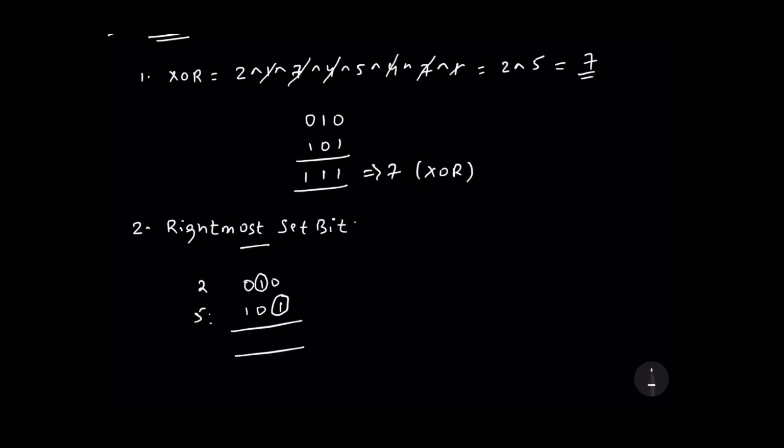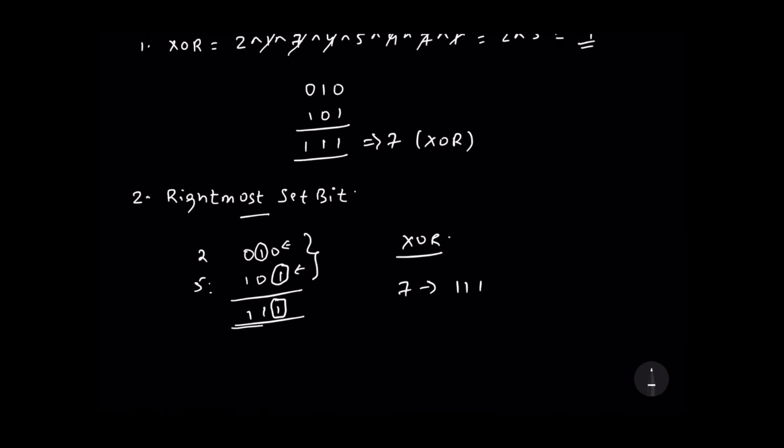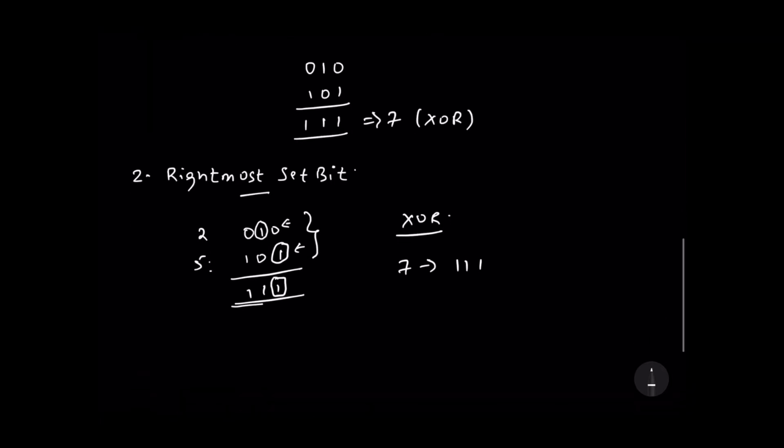My XOR is 7. So the rightmost set bit of XOR is this one. And how has this one arrived here? It is only because for one of the elements, that bit is 0, and for the other element, that bit is 1. Only then have we been able to reach 1 for the XOR value. So it means that we can group these elements.